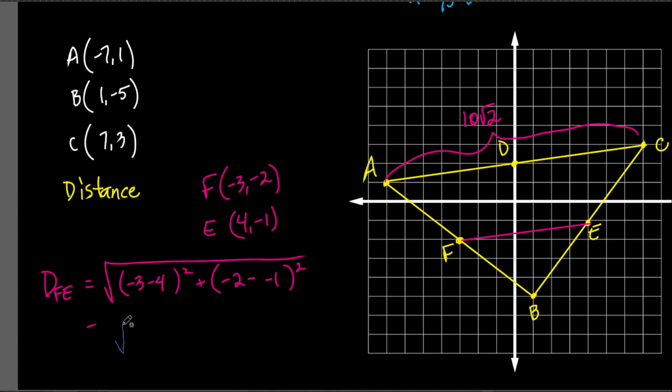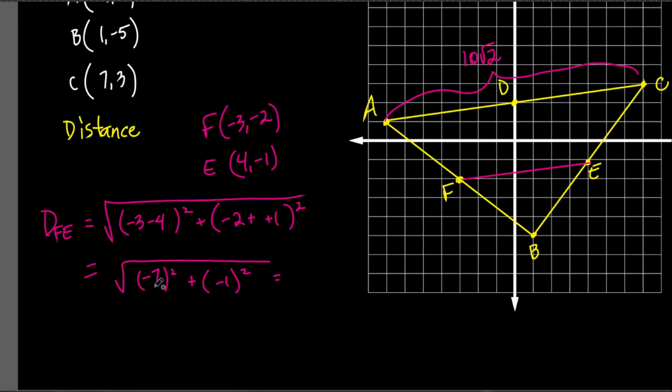Let's put a square root for equals. What's -3 minus 4? It's -7 squared. Now what's this? Minus a negative. What happens to that? It becomes a plus, doesn't it? -2 plus 1 is -1, and that's squared. So let's see what we get. What's this? 49 plus 1. Agreed? Okay, I think this works. Yep. Square root of, what's that?